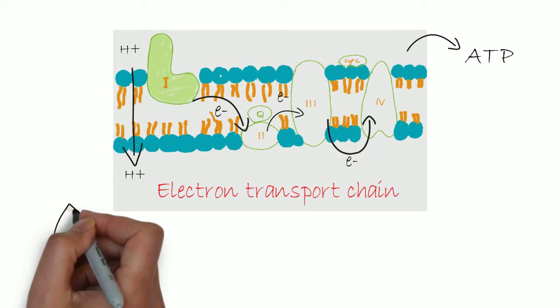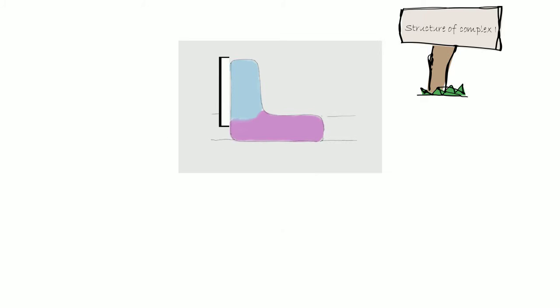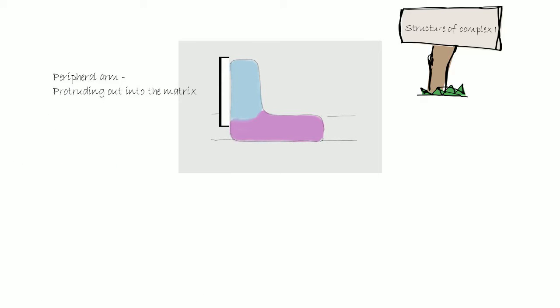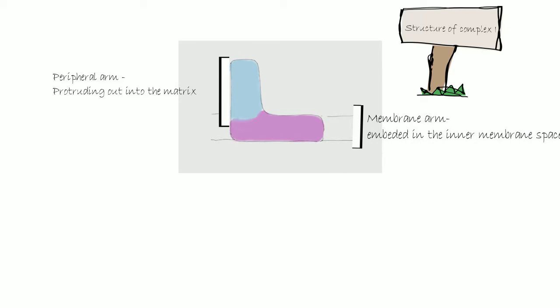So now let's have a look at what the structure of complex 1 is. It is an L-shaped structure with two perpendicular arms, one protruding out into the matrix and is known as the peripheral arm, composed of hydrophilic subunits. The other is known as the membrane arm and is embedded in the inner membrane and is composed of hydrophobic subunits.